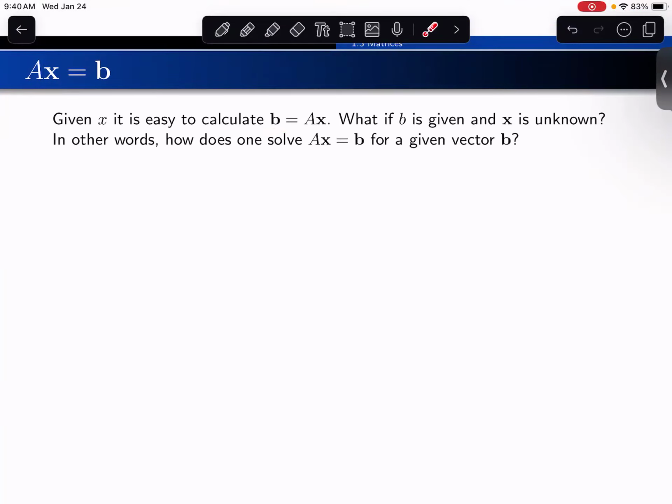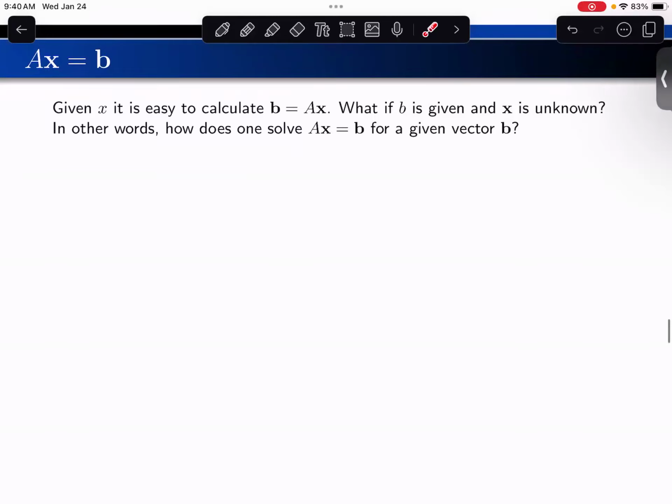But the more interesting question is what happens when we have A and we have b and we don't know what x is. To answer that question, how you determine what x is if you have A and b, we're going to have to introduce this idea of invertible matrices. Invertible matrices are going to show up here.